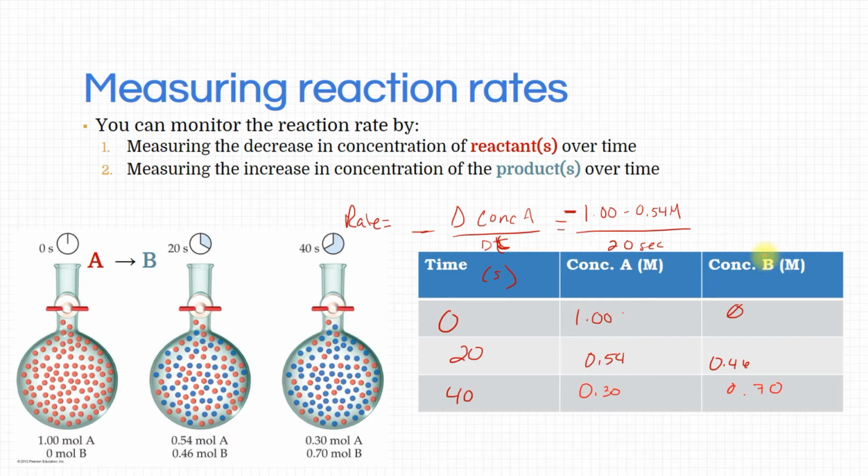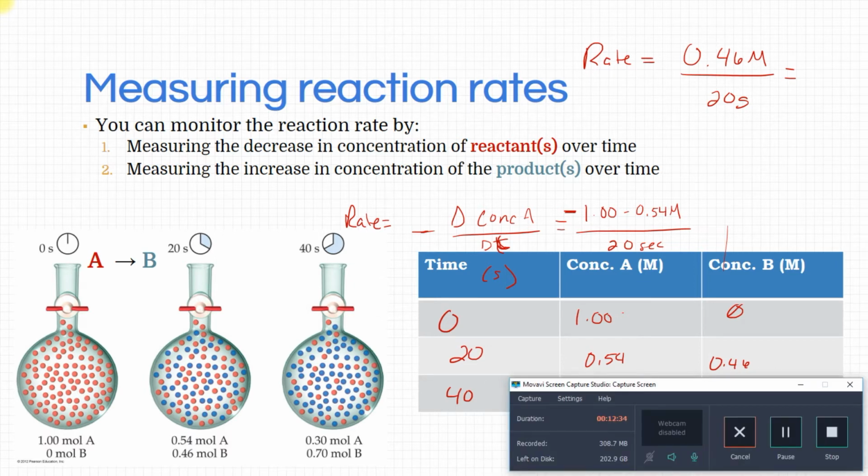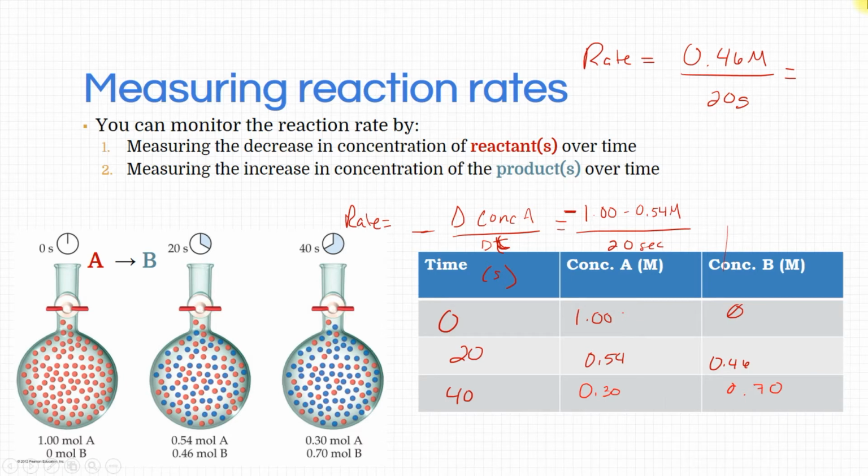If I wanted to look at B in the same time interval, the rate would be equal to a positive value this time because it's increasing. So we're going to take the change in concentration of B. Well, that's easy. It goes from 0 to 0.46 molar, and it's the same time interval. Okay, so the units for a rate are a little odd. It's concentration over time, typically. So if we do this math, we're going to find that the rate according to watching the reactant disappear is going to be negative 0.023.